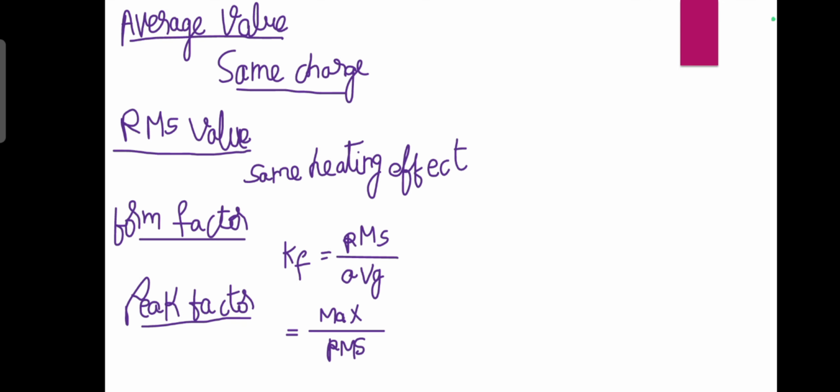Then average value. We say average value when the value produces the same charge. When we come to RMS value, there is a process for finding the average and RMS value which we will see later, but the usual definition is: compensating the same charge for the average value, same heating effect for the RMS value. Then form factor. Form factor Kf is RMS value by average value. Peak factor is maximum value divided by RMS value.